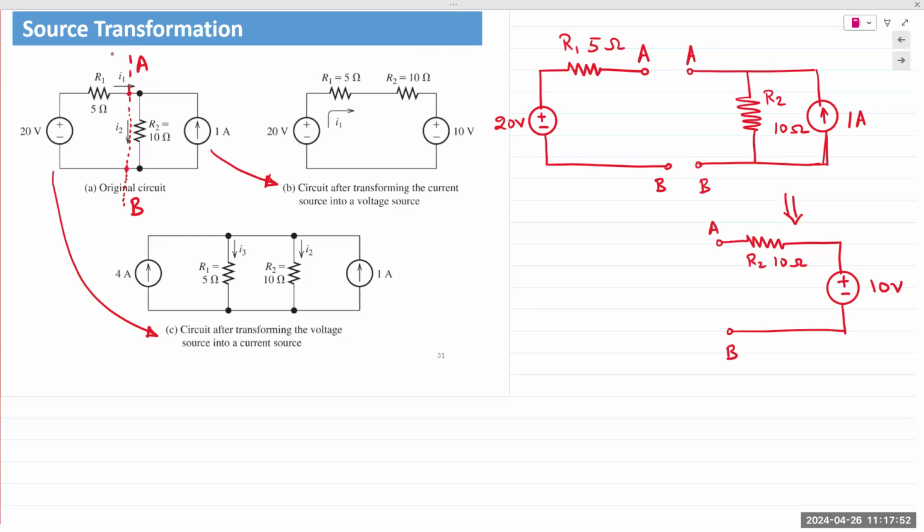All right, so now you have two voltage sources in the circuit, right? Without overcomplicating things, what is the relationship between R1 and R2? In series, you can combine them, right? So you get one single resistance, 15 ohms.